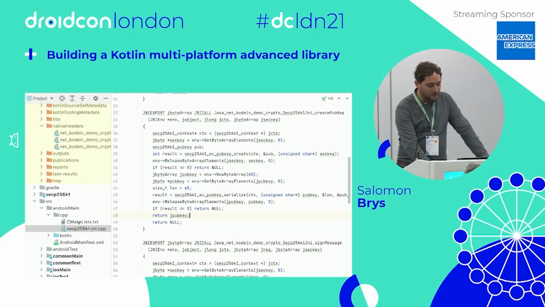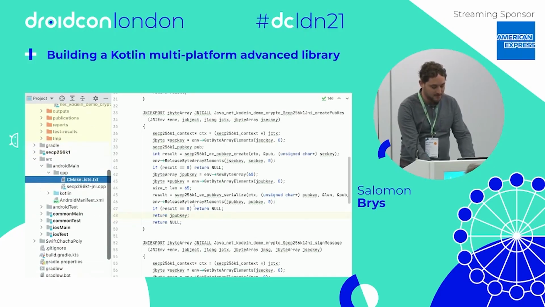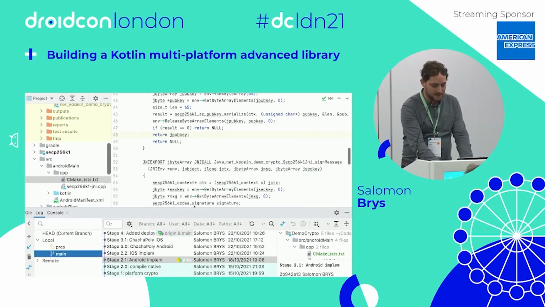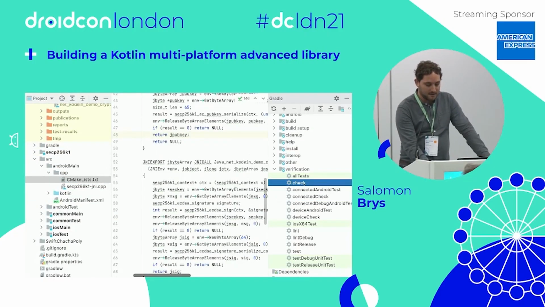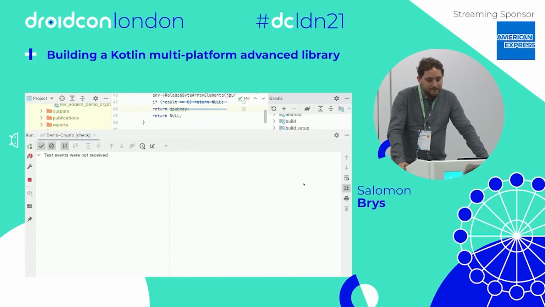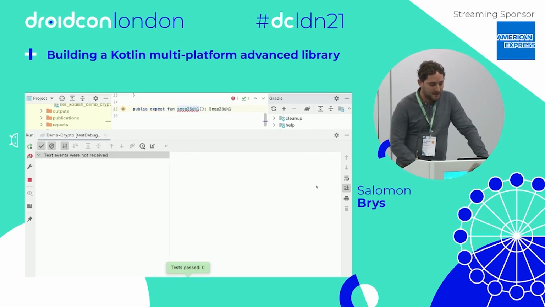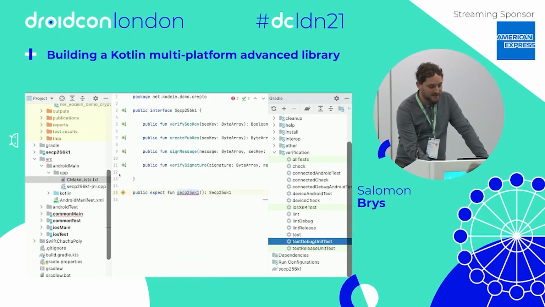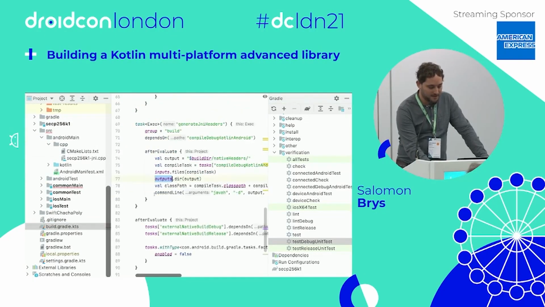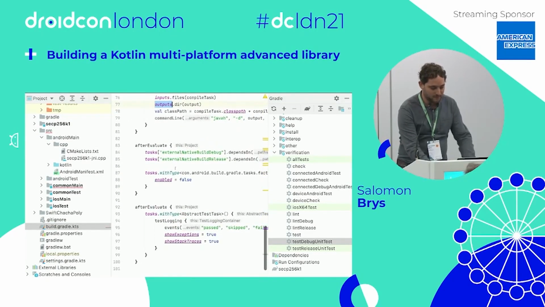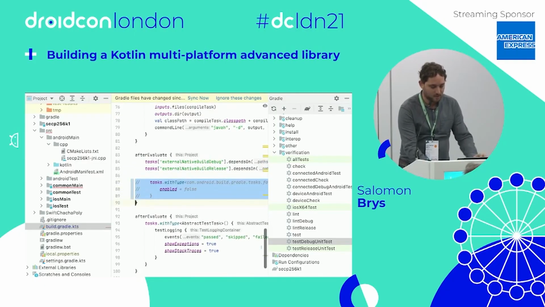And then once you have all that, the Gradle configuration, the CMake list, everything, you can run the Gradle check. Oh, no, not check, sorry. Let's run test debug unit test. And it actually did nothing. Why did it do nothing? Because I forgot to remove this, which is what I want to show you. So let's do that one more time.